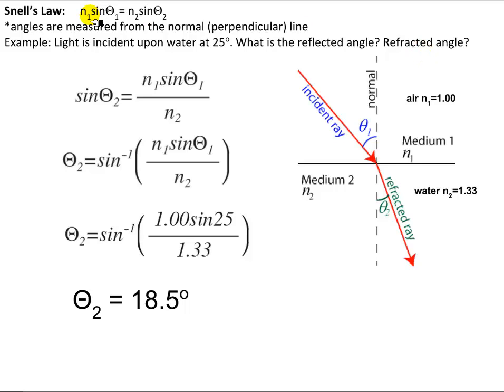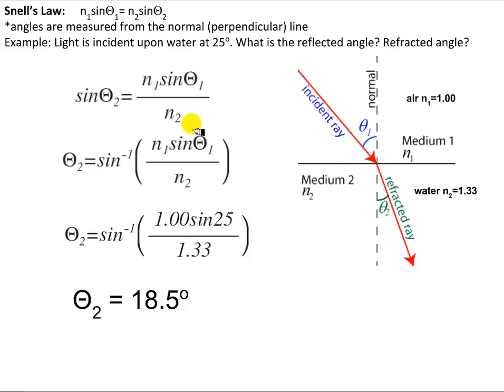So we would take Snell's law and solve it for theta 2. That's our unknown. We know theta 1 is 25 degrees. We know the index of refraction of air that we're coming from is 1.00, and the index of refraction of water that we're going into is 1.33.